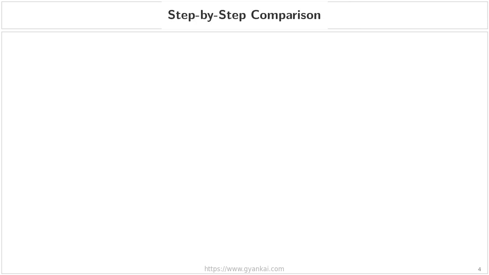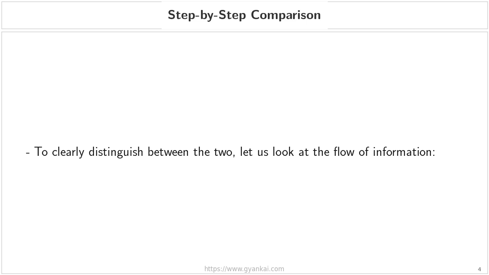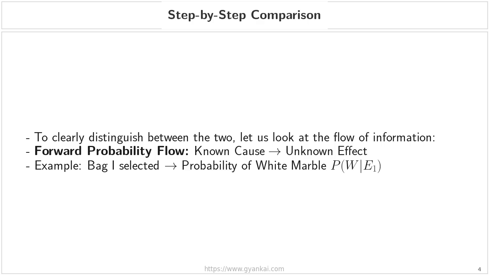Step-by-step comparison. Now that we have looked at the individual definitions of forward and reverse probability, let's bring them together to see the difference clearly. To help you distinguish between the two, I want us to focus on the direction of the flow of information. First, let's revisit the forward probability flow. Think of this as moving from left to right, from a known cause to an unknown effect.